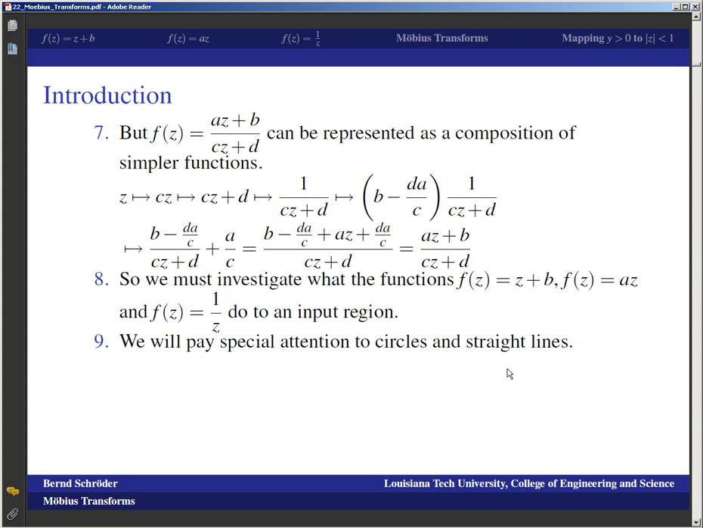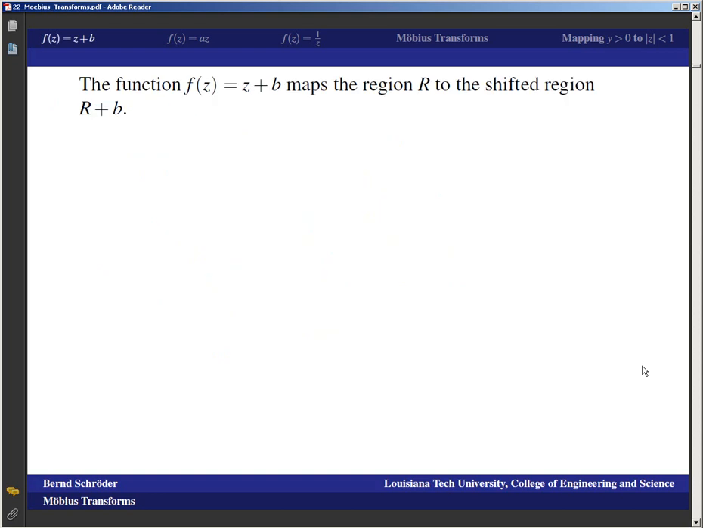And if we're thinking of the complex plane, then that does make a bit of sense, because a straight line could always be interpreted as a circle with infinite radius. That feels a little strange, but it is actually something that is quite sensible to do here. Okay, so let's take a look at the function f of z equals z plus b.